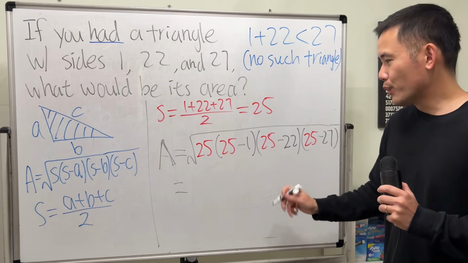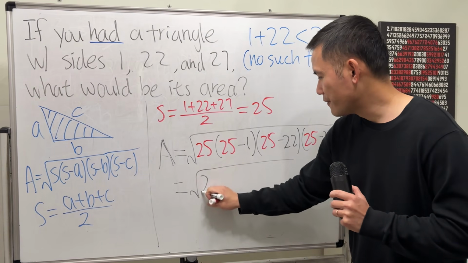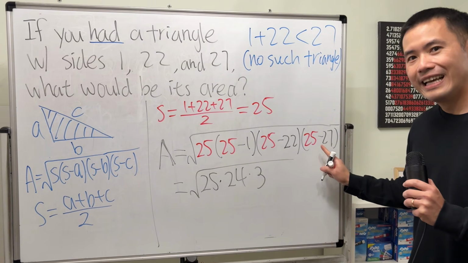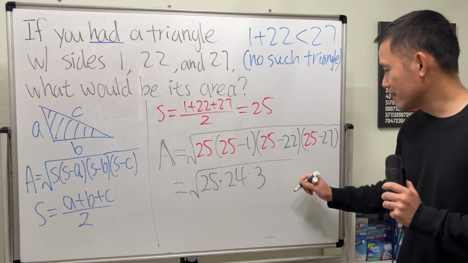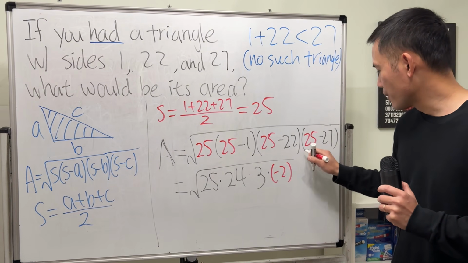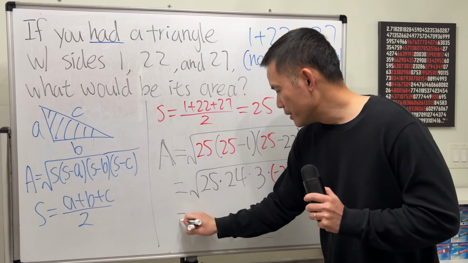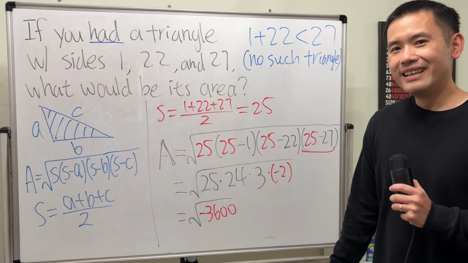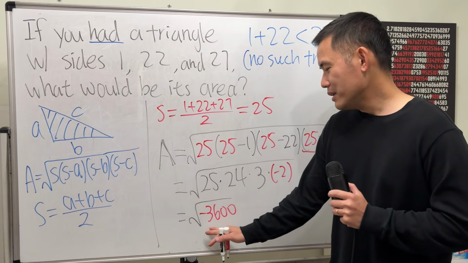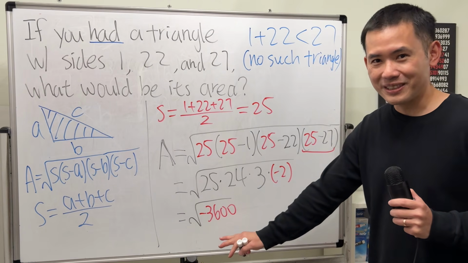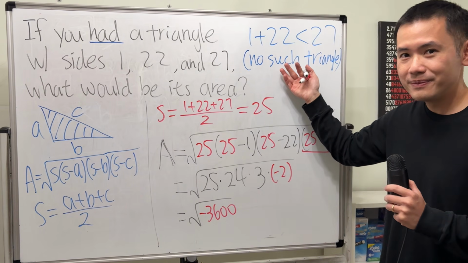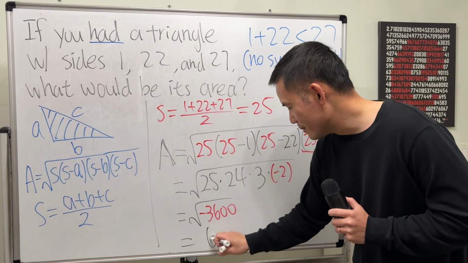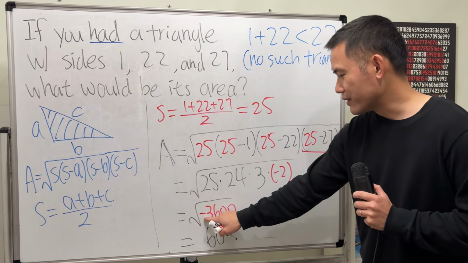Okay, if you work this out, you will see that inside becomes 25 times 24 times 3. But for the last one, 25 minus 27 gives us negative 2 from here. And the result of this becomes a negative number, negative 3600. And if you work out the square root, and by the way, if you don't want to continue, that's fine. You can just say no such triangle exists. That's what we did earlier. But if you want to continue, let's go ahead and say that's 60. Right, square root of 3600 is 60, but we have the negative right here.